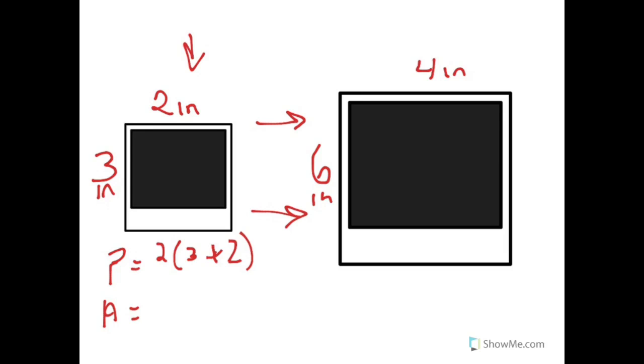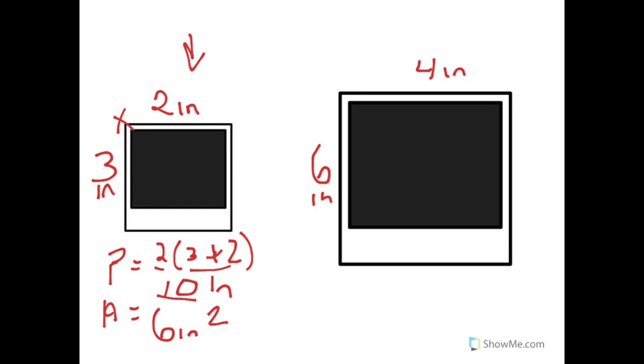First of all, I want to look at perimeter. Perimeter we know is 2 times length plus width. 3 plus 2 is 5, times 2 gives us 10. So our perimeter over here is 10. Area we know is length times width. 3 times 2 gives us 6 inches squared. So we know that the perimeter is 10 inches and the area is 6 inches squared.